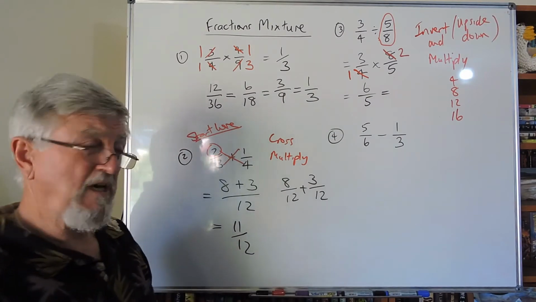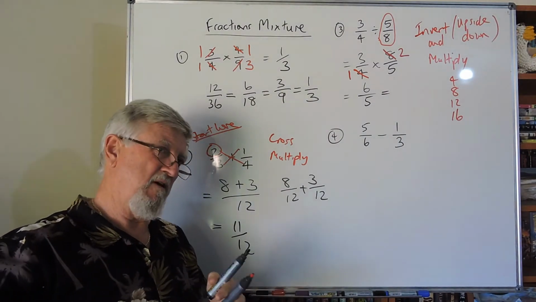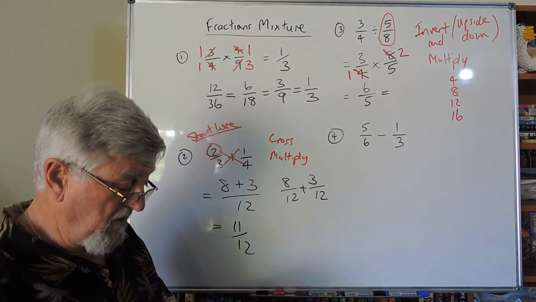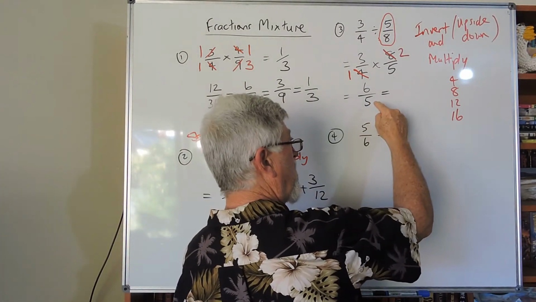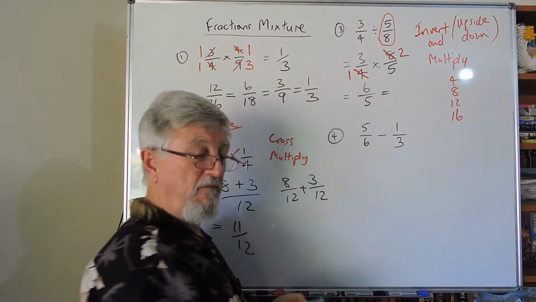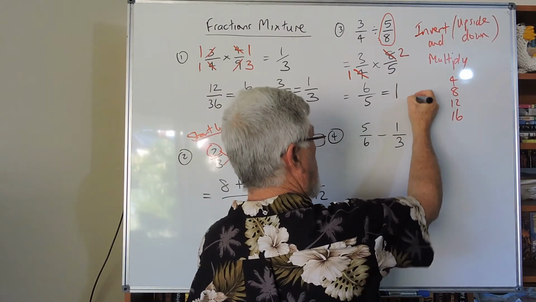Now a lot of times it's acceptable to write 6 on 5, but if you're in year 7, 8, 9, most teachers will expect you to go 5. How many times does 5 go into 6? 5 goes into 6 once, and there's one remainder.